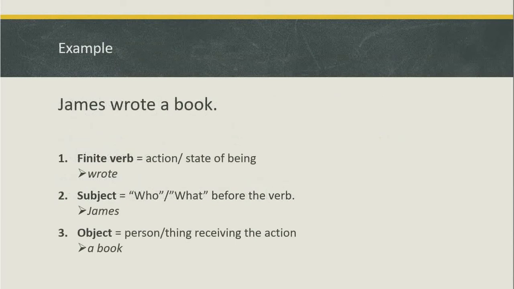Take the example, James wrote a book. Step 1 would be to find the finite verb, and in this case it's wrote. Then I want to find out what my subject is, so I ask who or what wrote, and I get James, because James answers who. Now I want to find out what is receiving the verb. What was written? Wrote what? Okay, a book. So I know that the object in the sentence is a book.